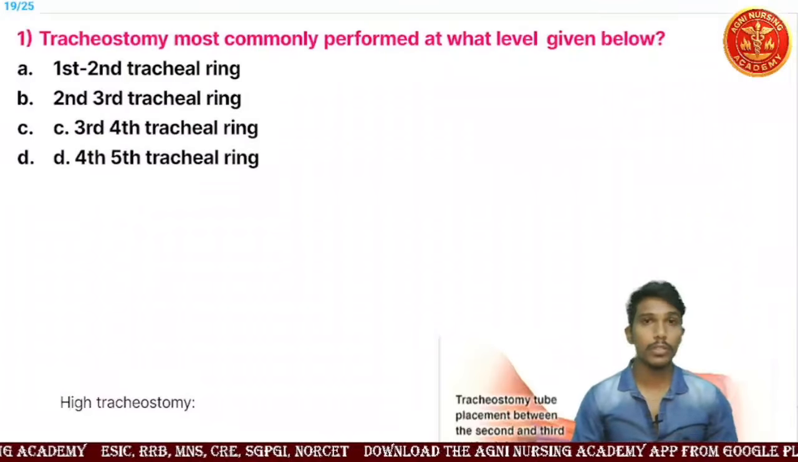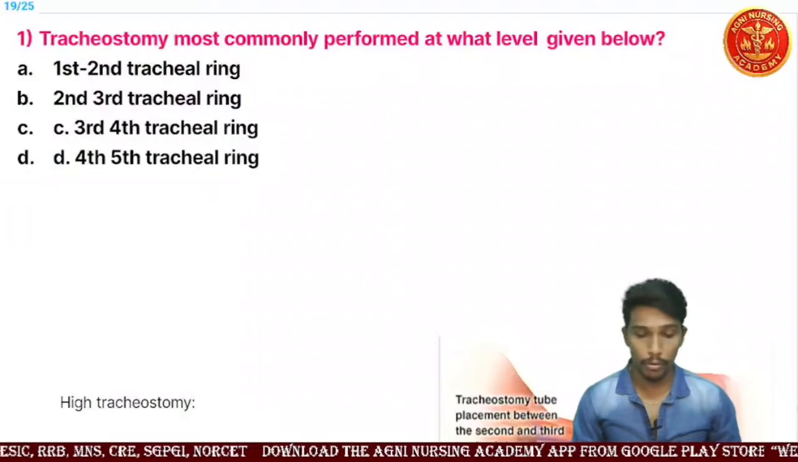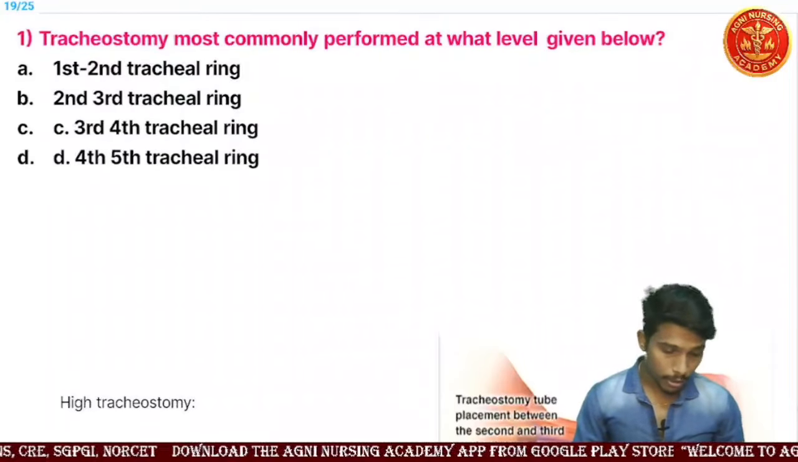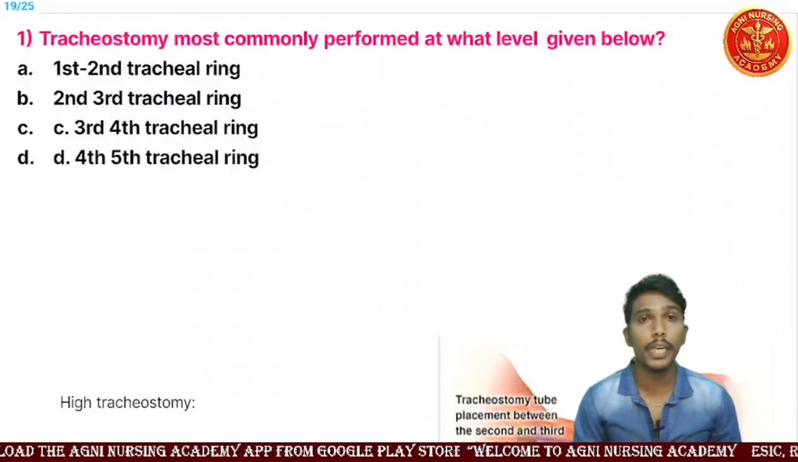Then coming to the first question: tracheostomy is most commonly performed at what level? Here they have given four options. The first option, first and second tracheal ring; second and third tracheal ring; third and fourth tracheal ring; and fourth and fifth tracheal ring.